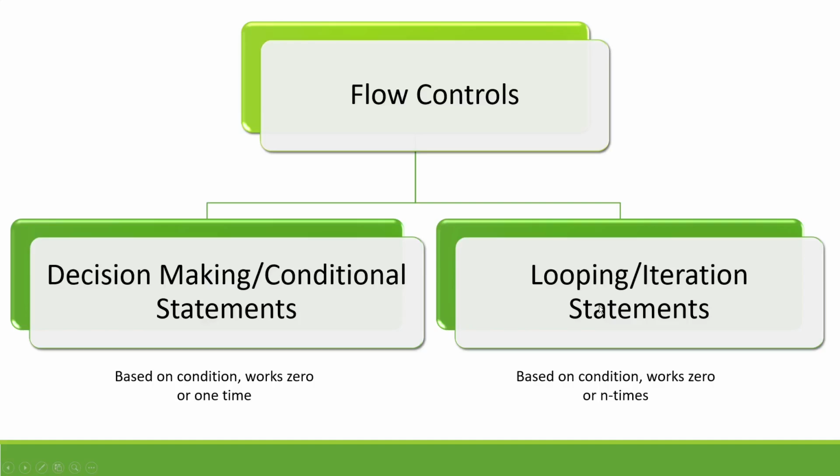And second, looping or iteration statement, it may work 0 times or n times. N can be 1, 10, 100, 1000 or more. So that we can control using the program. So this is a repeating statement.